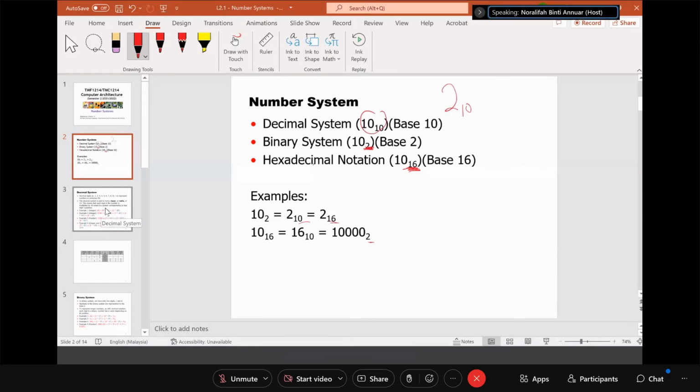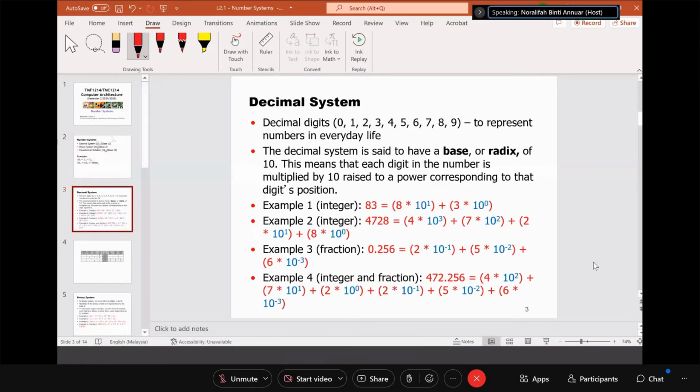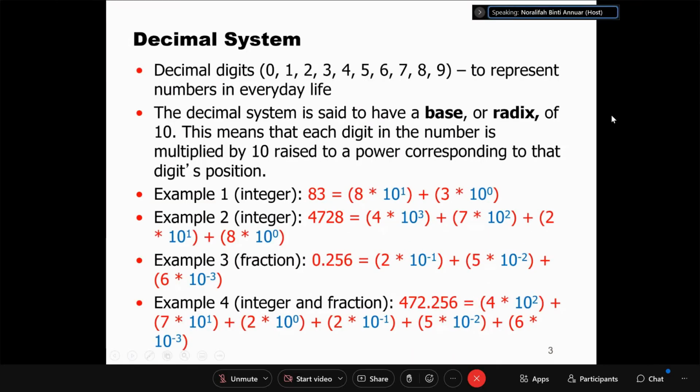Okay, let's start with decimal. It's easy to calculate the decimal. Kalau you tengok kat sini, decimal digits start with number 0, 1, 2, increasing lah. So the decimal system is, I'm not going to read all the text lah. Kita terus pada pengiraan to save our time. Okay, example 1.